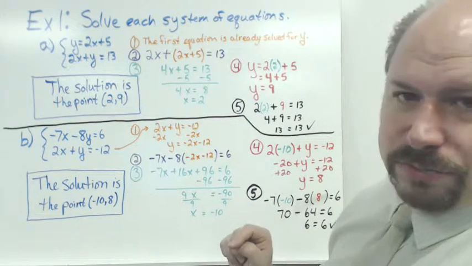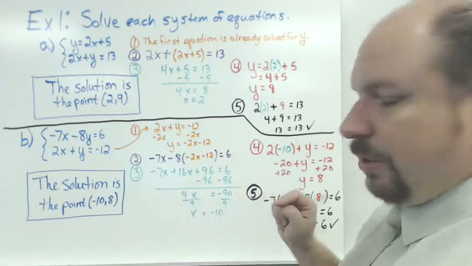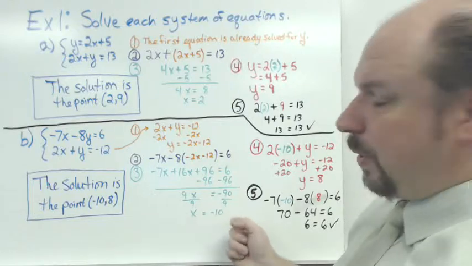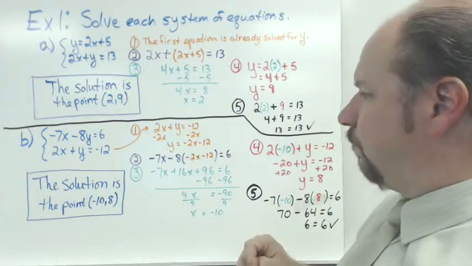Subtract the 96 from both sides. We get 9x equals negative 90. Divide both sides by 9. So we get x equals negative 10.